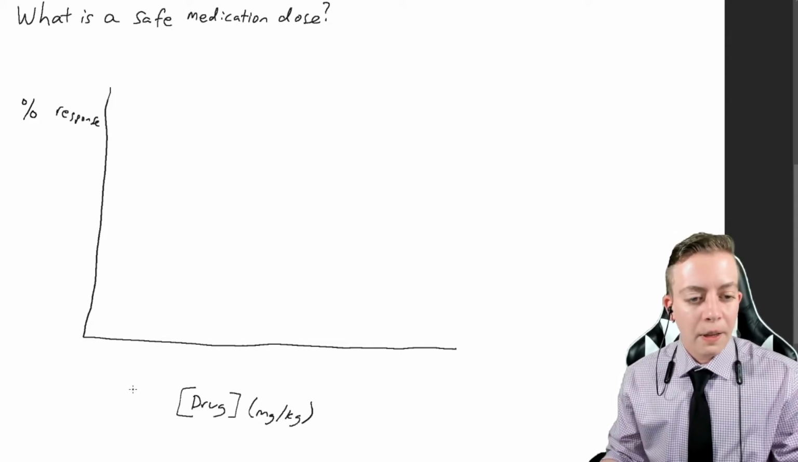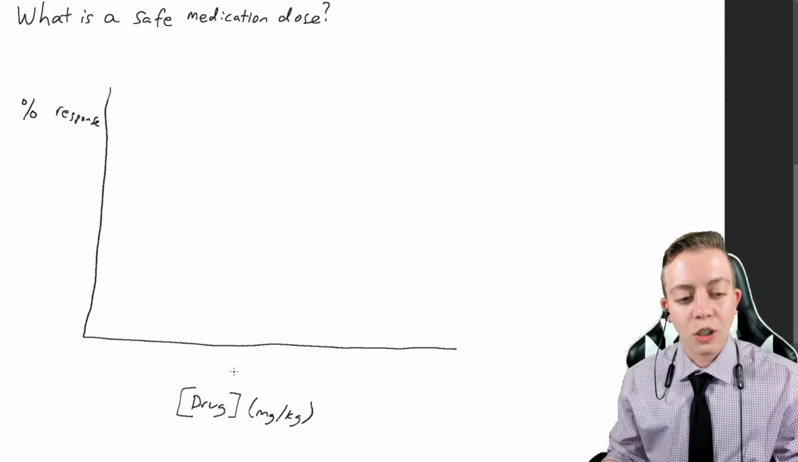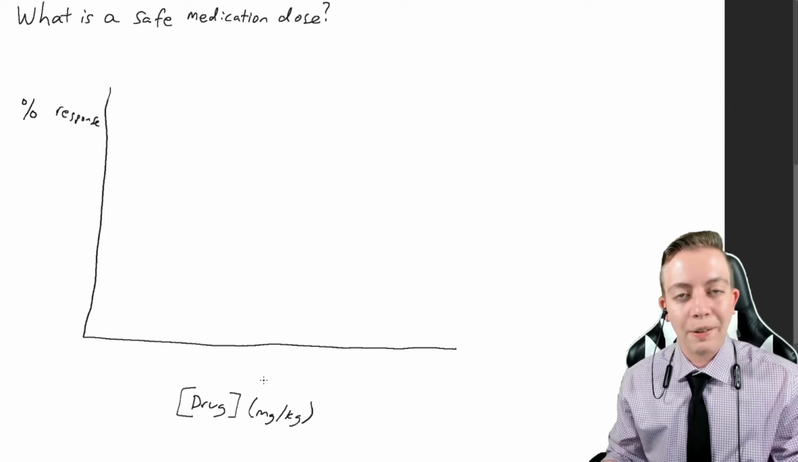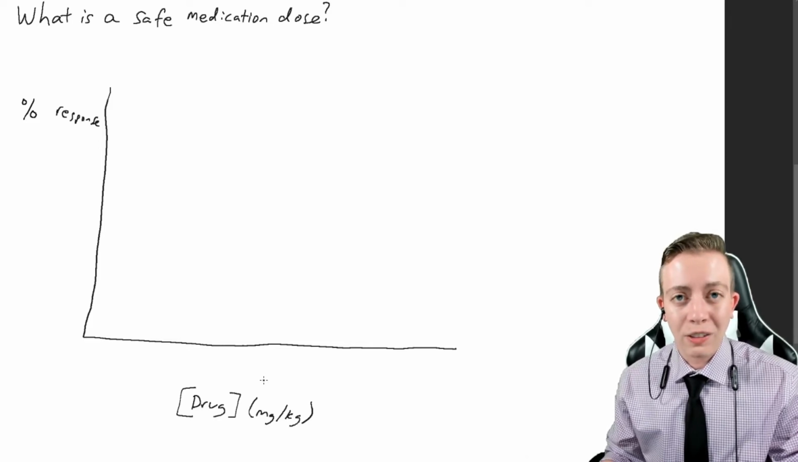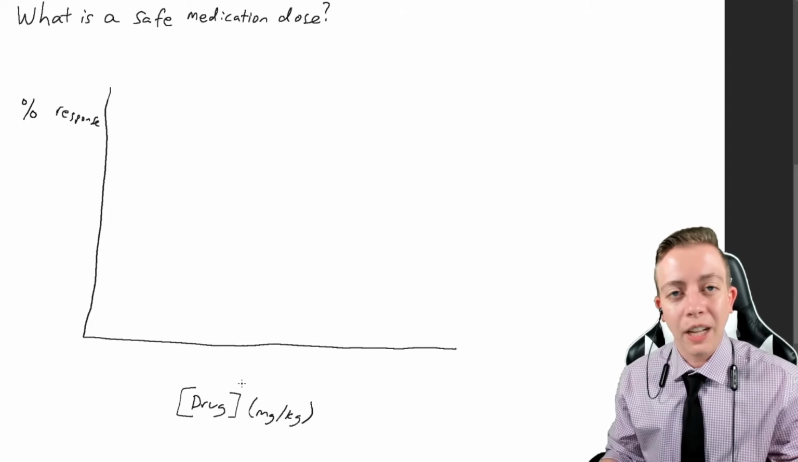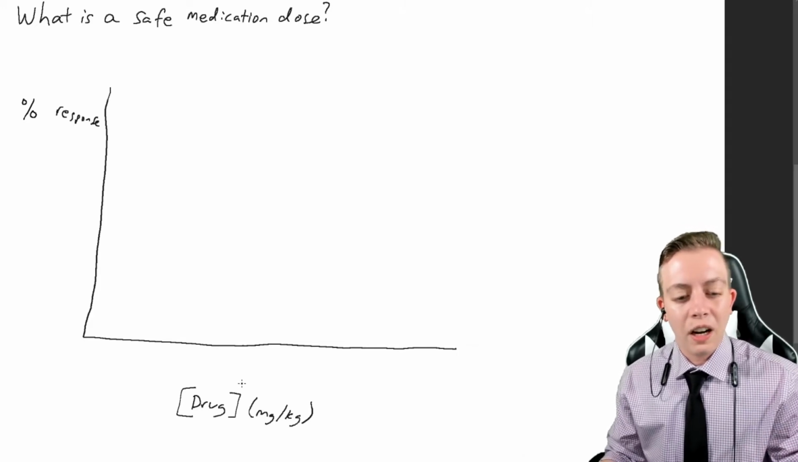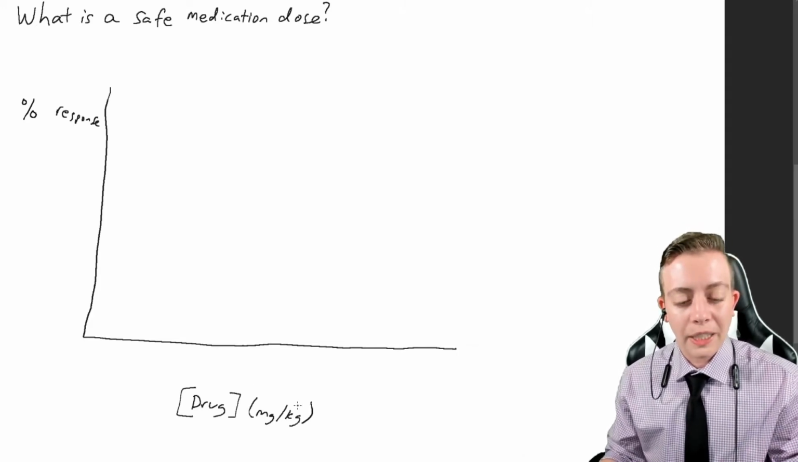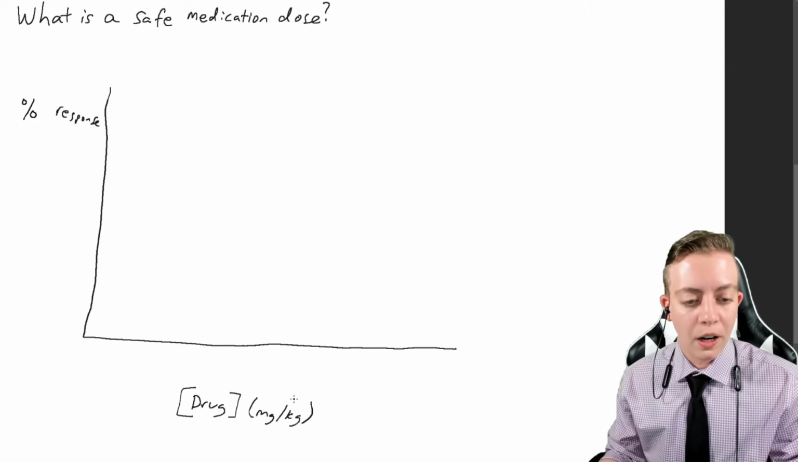And then on the x-axis, we have the drug concentration, and this is in milligrams per kilogram because we don't just prescribe a set amount of drug for every single person. It's often based on the concentration for your body weight. Someone who is a lighter weight is probably going to need less of the drug for it to have an effect than someone bigger, who is going to have more drug per kilogram of body weight.